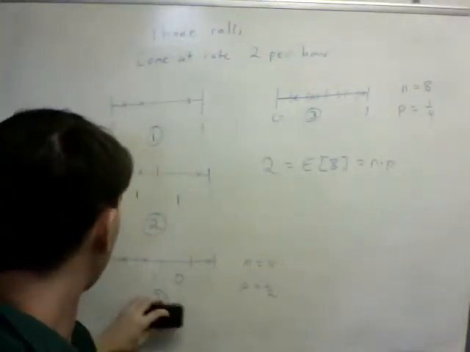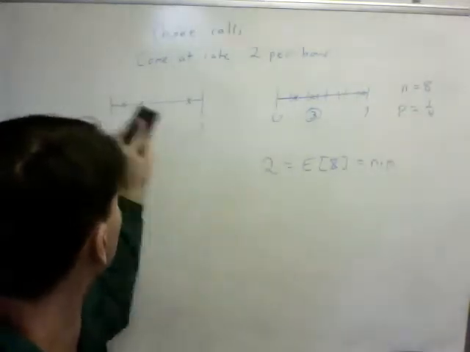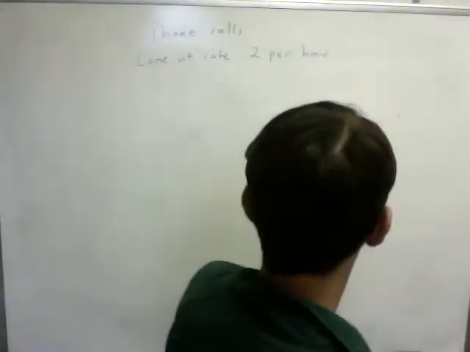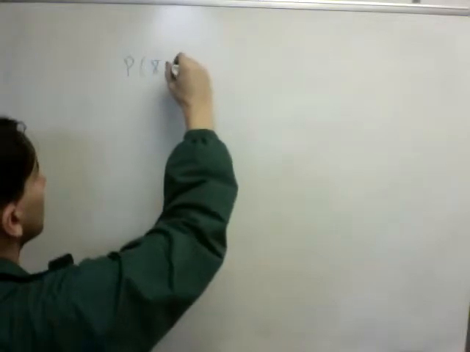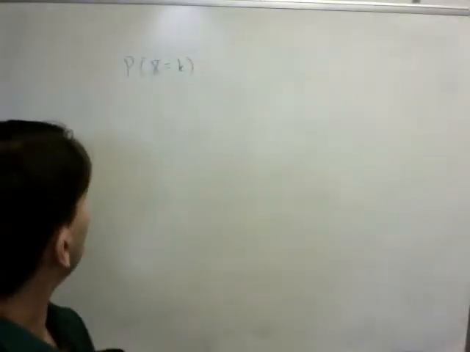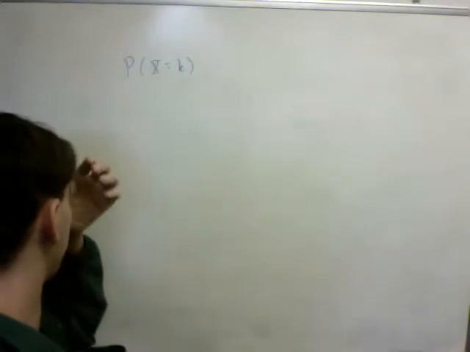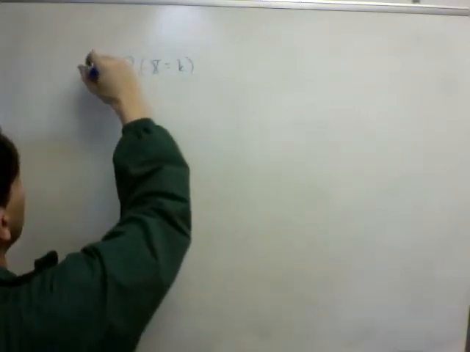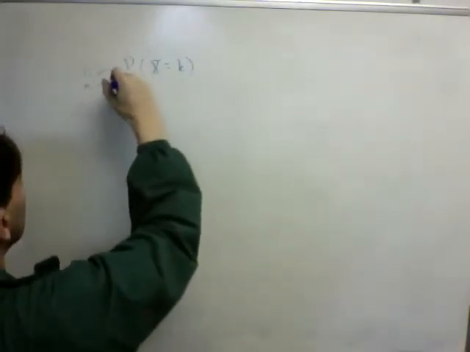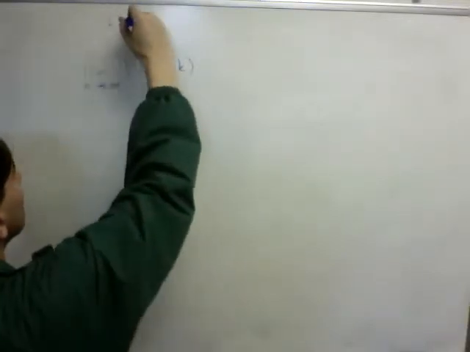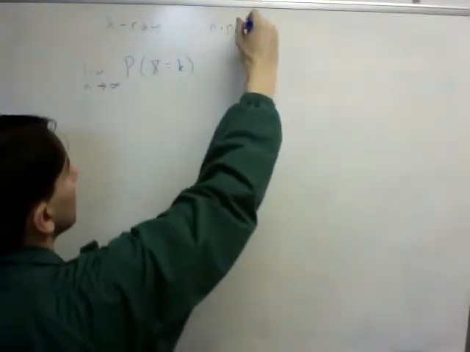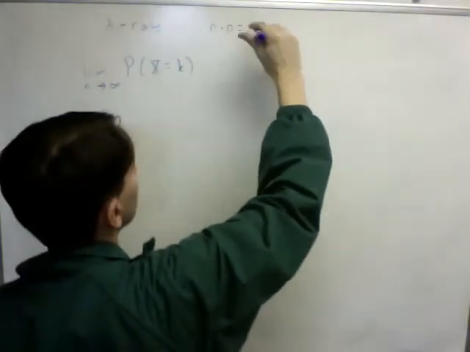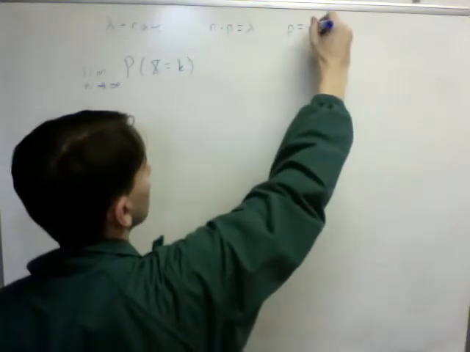So let's see what happens to the equation here. What we want to do is find the probability that X equals k, the number of successes in a time interval. And what we want to do is take the limit as n goes to infinity, and if lambda is the rate, we're going to say that n times p equals lambda, or in other words, dividing over, p equals lambda over n.